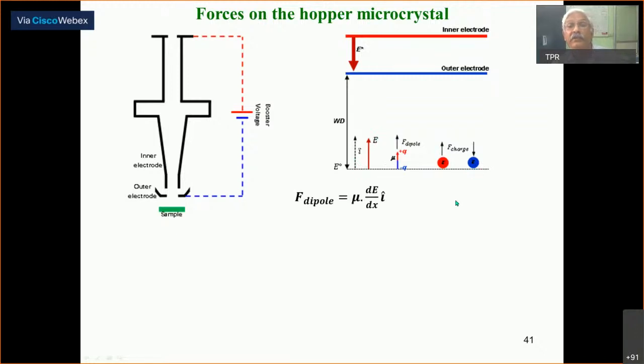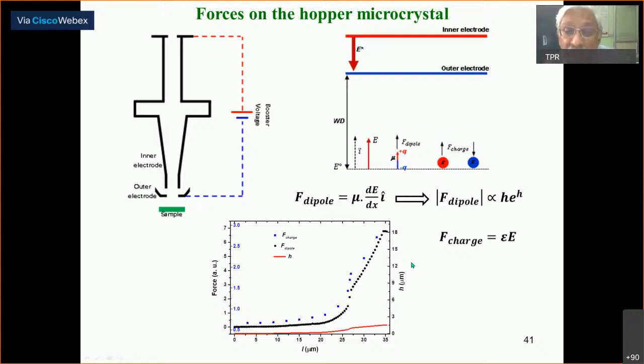So one can write down very simple expressions for the force on the dipole, which is the dipole moment times the gradient of the electric field. And you can actually show with some very simple algebra that this will go roughly as H times e to the power H, where H is basically the thickness of the crystal. And the force on the charge will be proportional to the electric field and the charge embedded on the particle. This gives us a very qualitative picture of how, along this particular crystal profile, the force may vary, because H is varying; that H is plotted on this red line here. The black dots and the blue dots tell you the force due to the residual charge embedded there by the electron beam, and the dipoles.